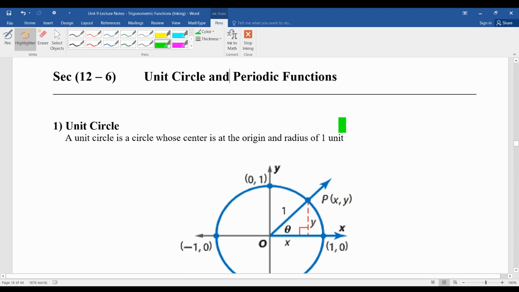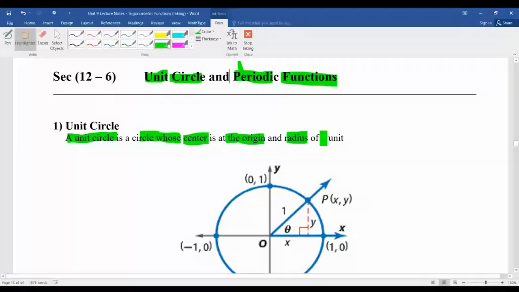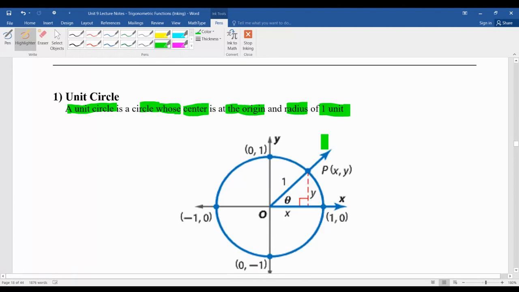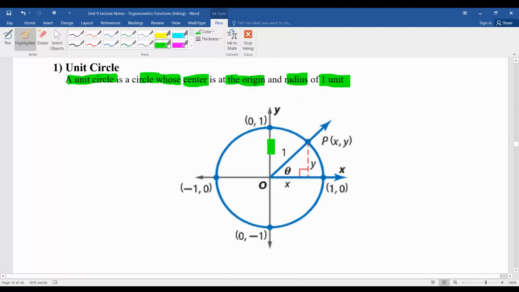Hello, this presentation is on unit circle and periodic functions. A unit circle is a circle whose center is at the origin and has a radius of 1 unit. On this figure over here, this is an example of a unit circle. Here's a circle. Center is at the origin and radius of the circle is 1 unit.